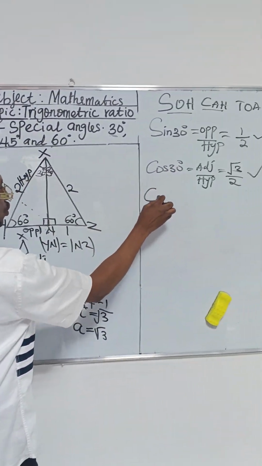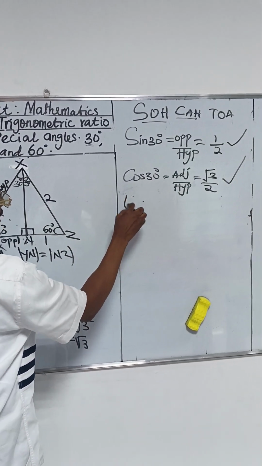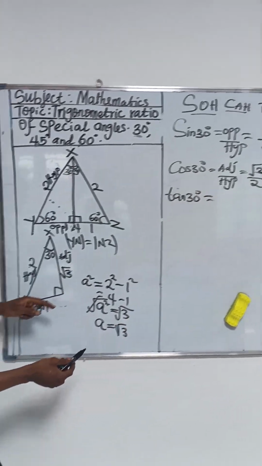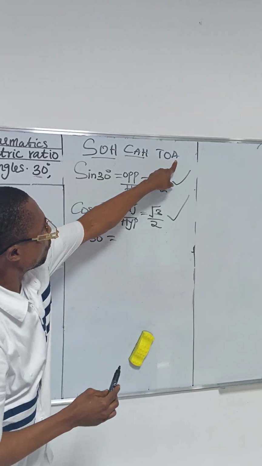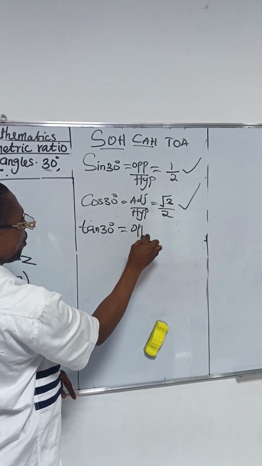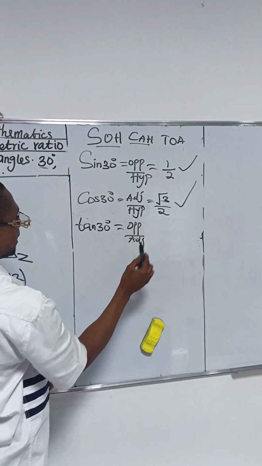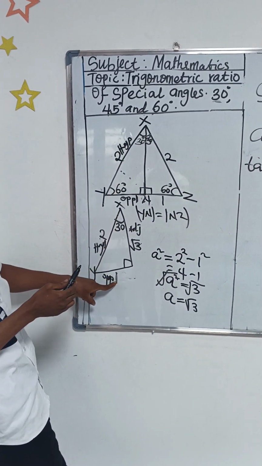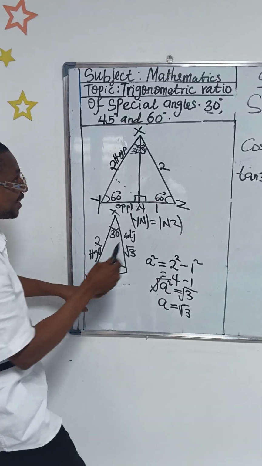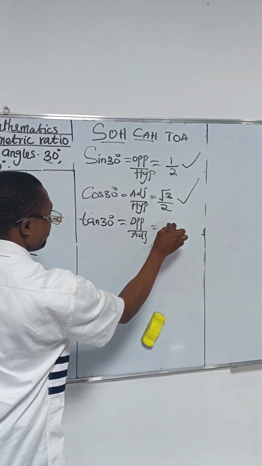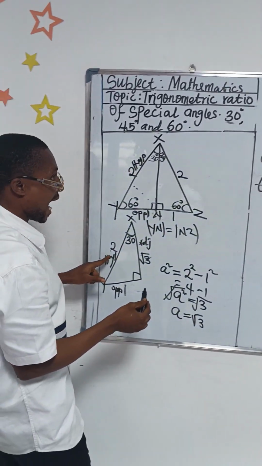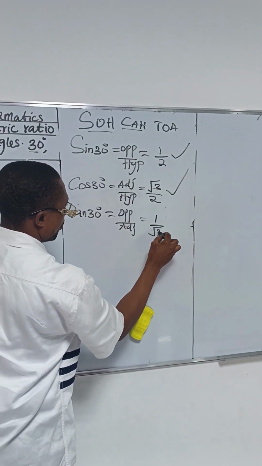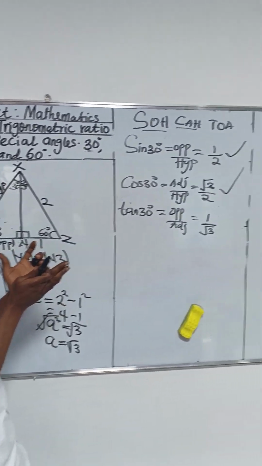Now, let's quickly go to tan 30 degrees. Tan is tangent. Tan 30 degrees is opposite over adjacent. Where is the opposite of 30? This is 1, you already know it's 1. And adjacent is root 3. So I will have 1 over root 3. Yes, 1 over root 3 is correct.